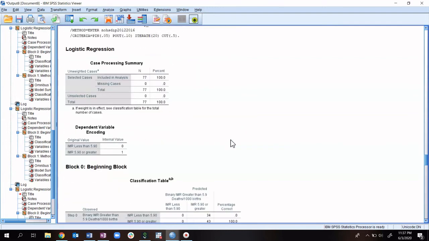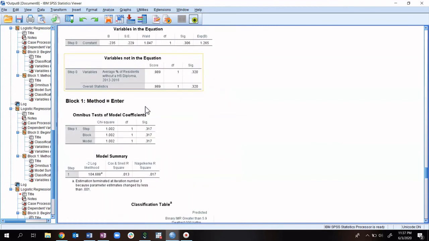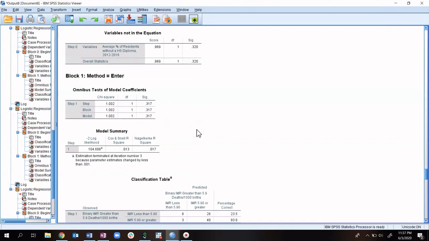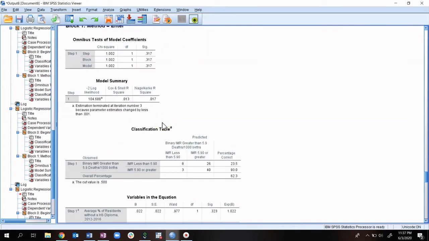Okay, so case processing, get to our block 1 here. We've got about 1.7% of the variation in the odds of communities having infant mortality rates greater than the national average. About 1.7% is explained by the average percent of community area residents without a high school degree. Okay, so very small percent.